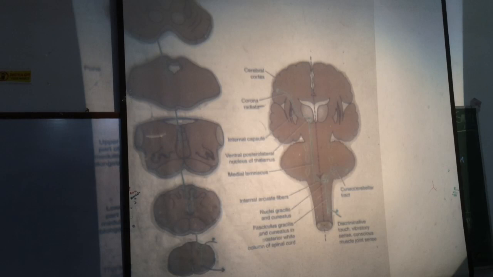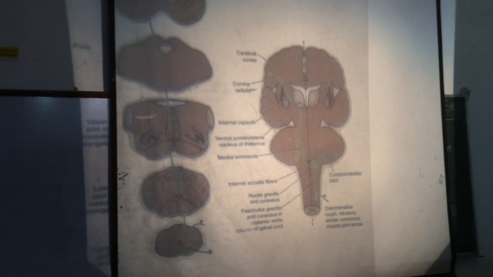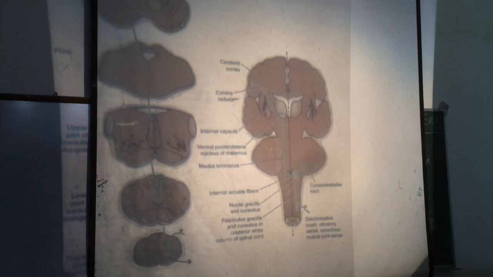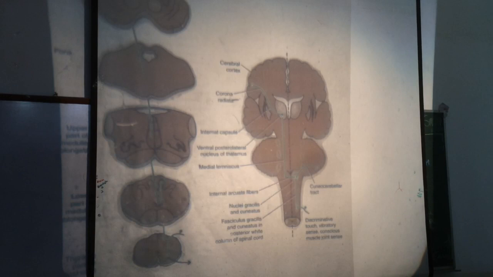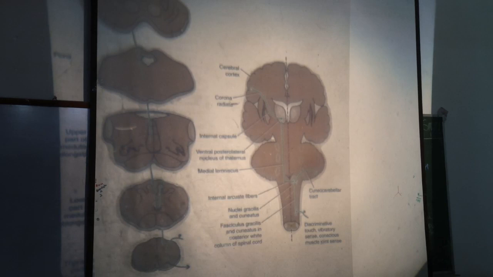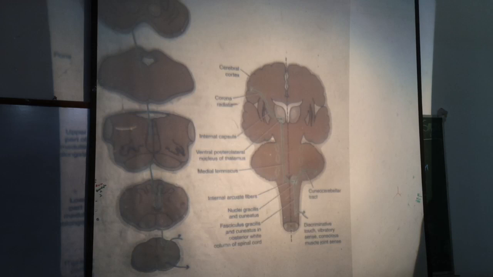First order nerve fibers carrying these impulses enter the spinal cord through the posterior nerve root. These nerve fibers enter the posterior white column, or dorsal white column, and ascend without crossing over. The tract is formed in the lower part of the spinal cord and ascends in the dorsal white column.